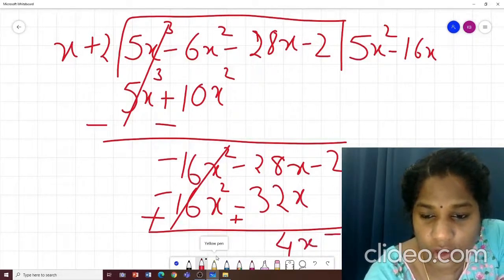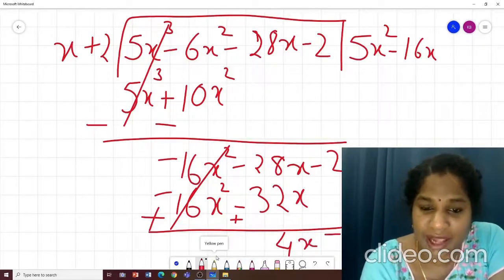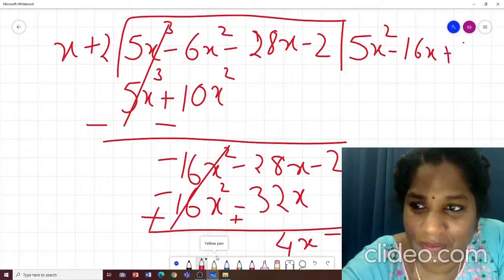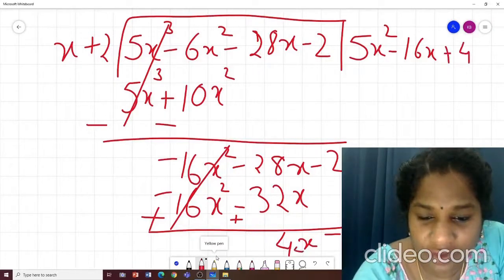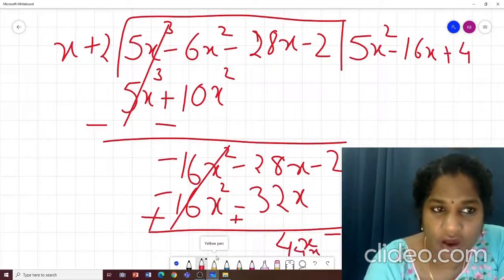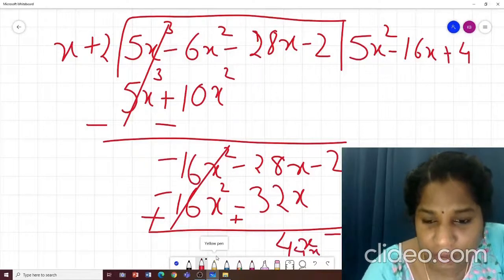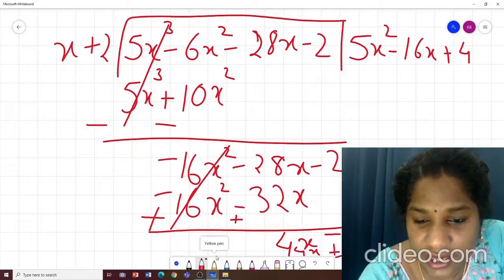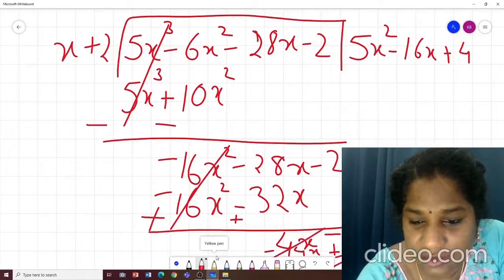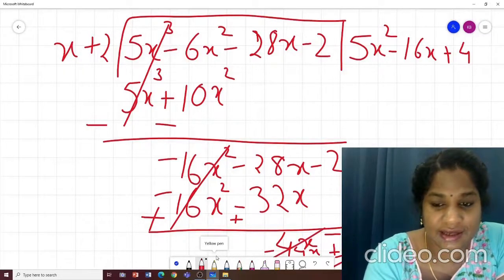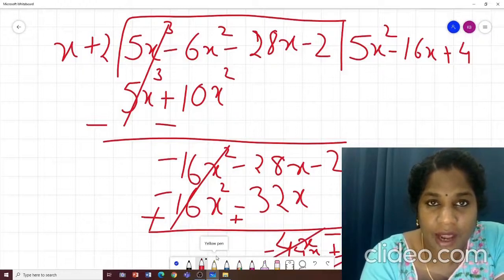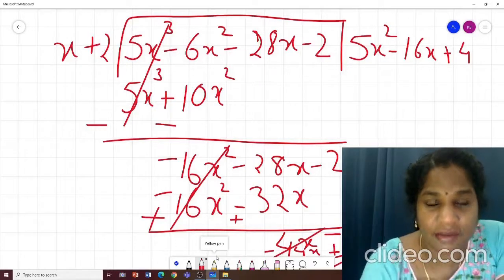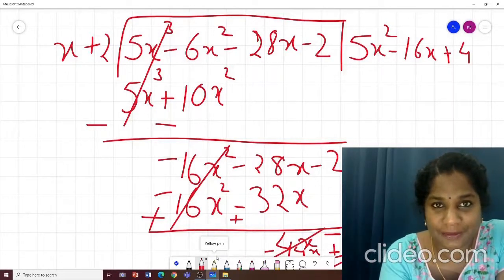Minus 2. With x, what will I multiply that I will get 4x? Think. Plus 4. Perfect. I got 4x. Okay. 4 into 2. 8. Plus 8. Okay. I will change the sign. This and this gets cancelled. What is my balance? Minus 2 minus 8 gives me minus 10. That is the remainder. I will stop there.